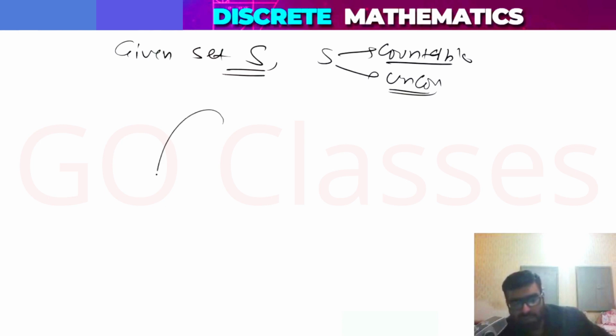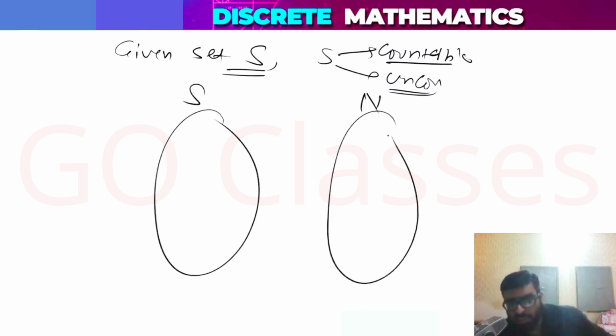This says that this is your set S and this is your set of natural numbers. Let me start it: 1, 2, 3, 4 and so on. So you don't have to show bijection, one-to-one correspondence, or injection from S to N or N to S. You don't have to show any of these things. Don't do all this. Just do it like this.